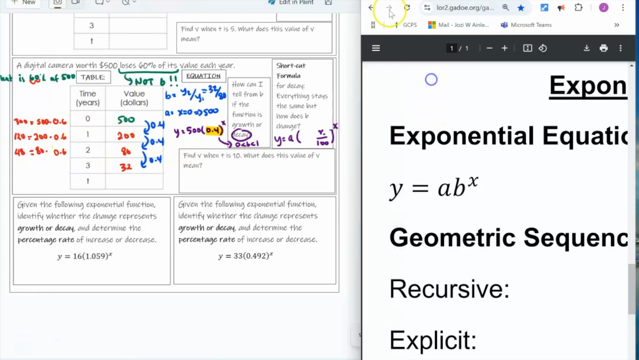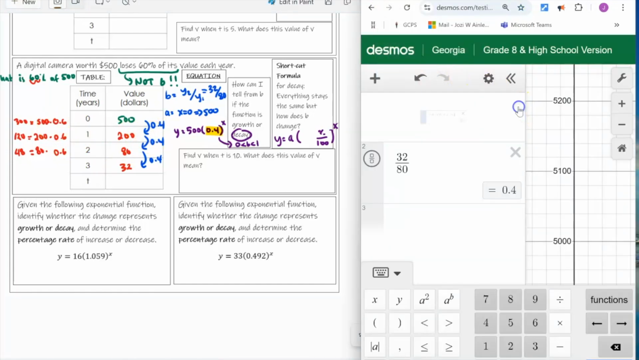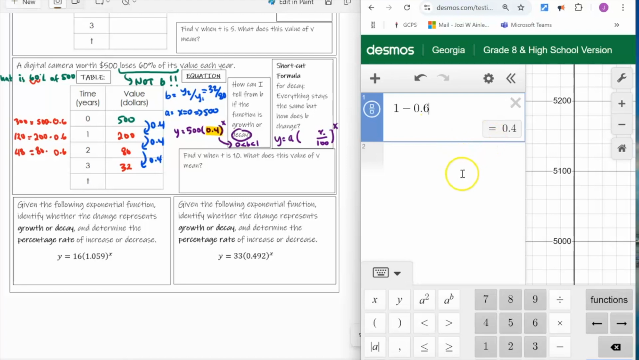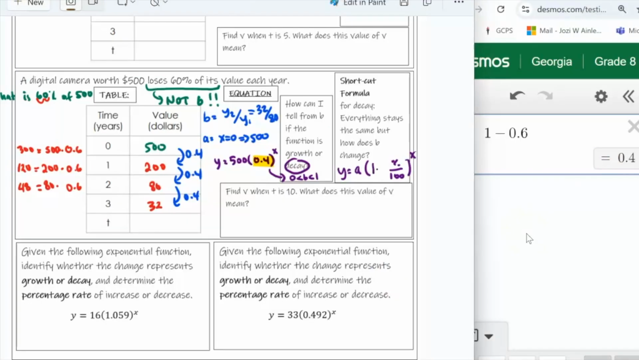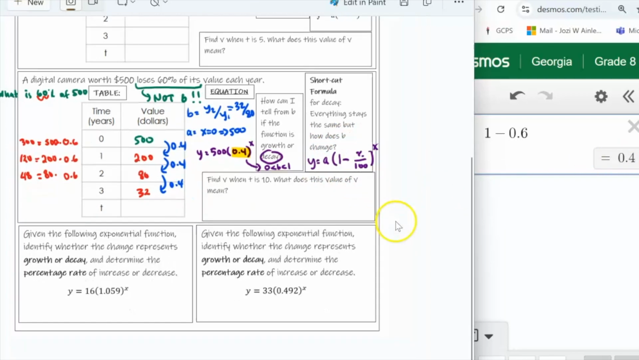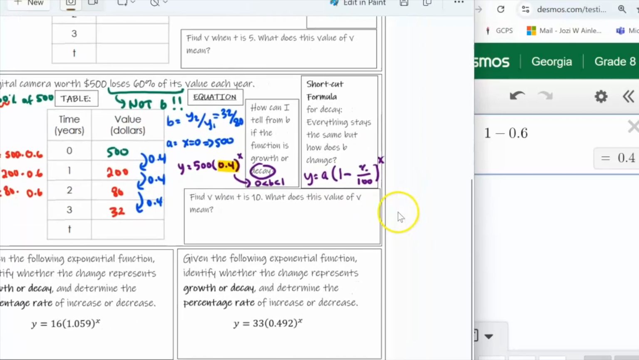How do I go from 0.6 to 0.4? If I did 1, let me check it with a calculator because I'm just trying it out. If I did 1 minus 0.6, I would get 0.4. So it looks like if I just did 1 minus the decimal, I would also get 0.4. So this is my shortcut formula. Now I'm going to check out my shortcut formula to make sure that this works. So I'm going to just do it on the side right here.